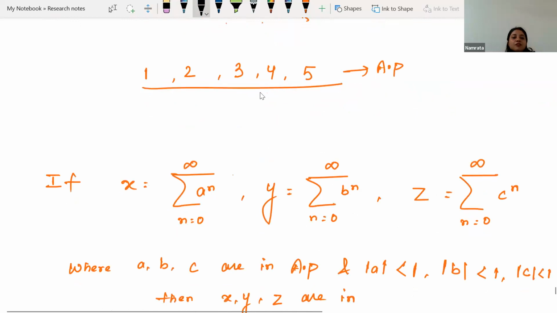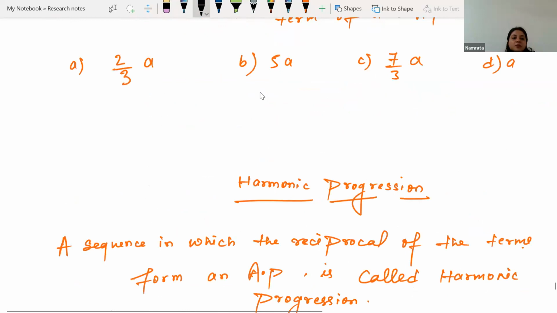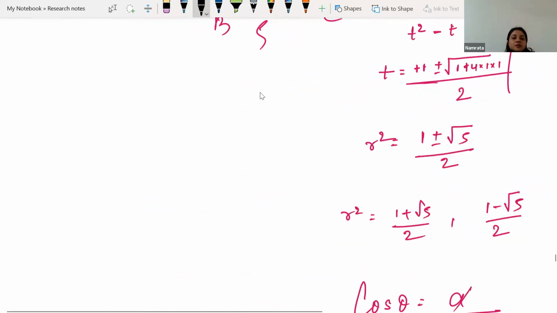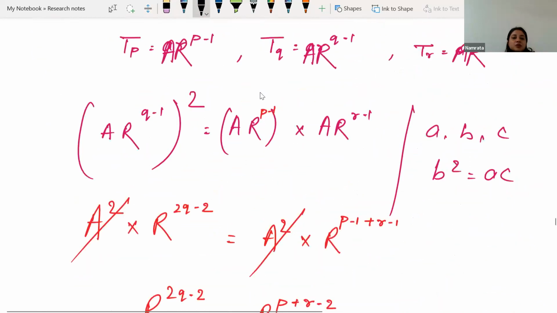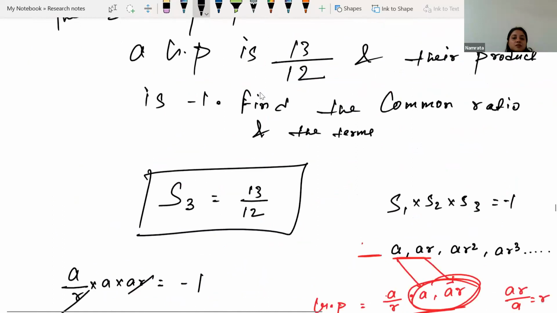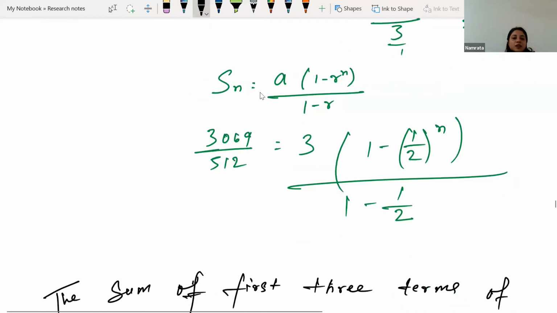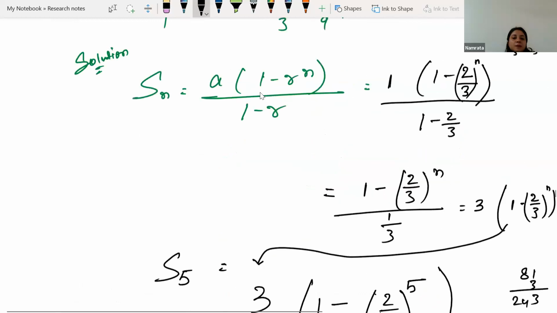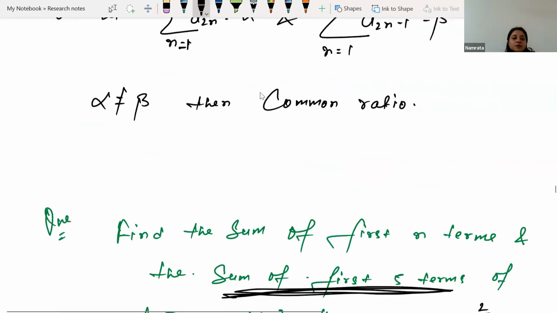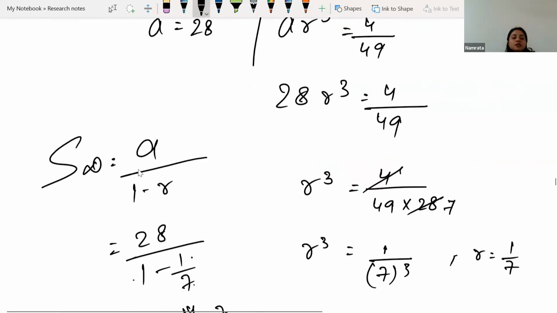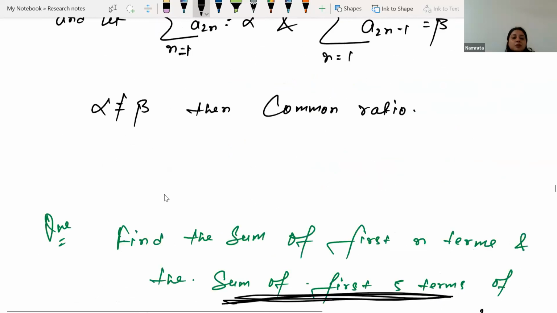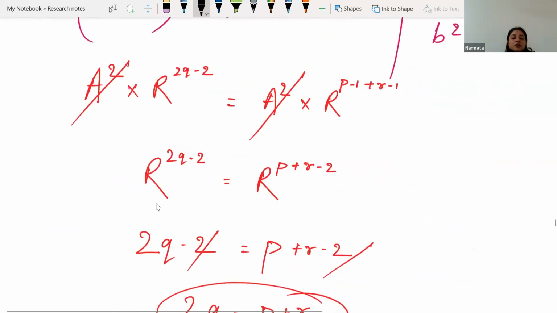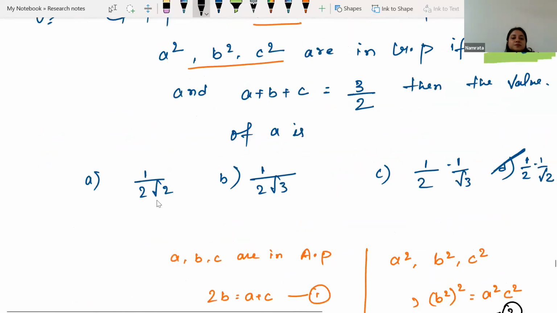Have we discussed the summation formula of infinite series previous day? What was the summation formula for infinite GP series? A by 1 minus R, right? Sum of infinite terms is A by 1 minus R. Okay. So this formula A by 1 minus R we are going to apply over here. Okay, let's do it.